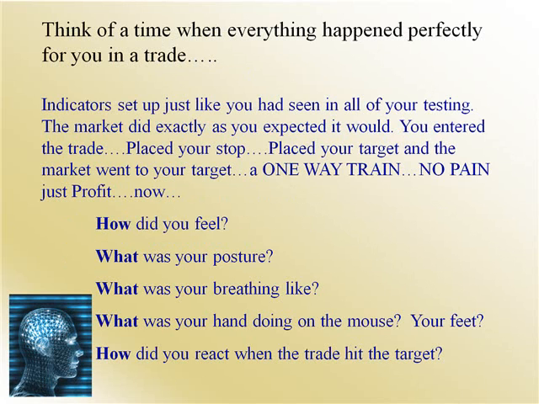Think of a time when everything happened perfectly in a trade. Indicators set up just like you'd seen all through your testing. The market did exactly as you expected it would. You entered the trade, placed your stops, placed your targets, and the market went straight to your target. A one-way train, no pain, just profit. Now, how did you feel? What was your posture like? What was your breathing like? What was your hand doing on the mouse? What were your feet doing? How did you react when the trade hit the target?